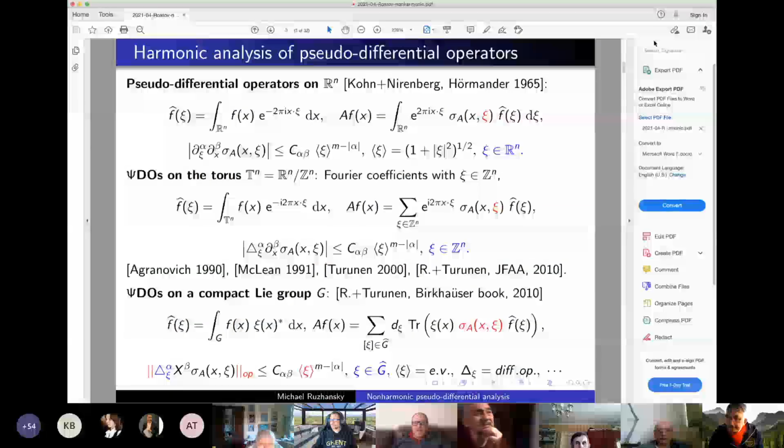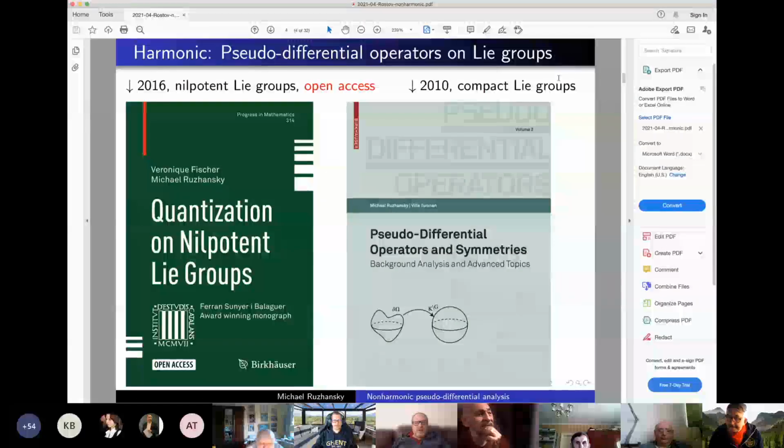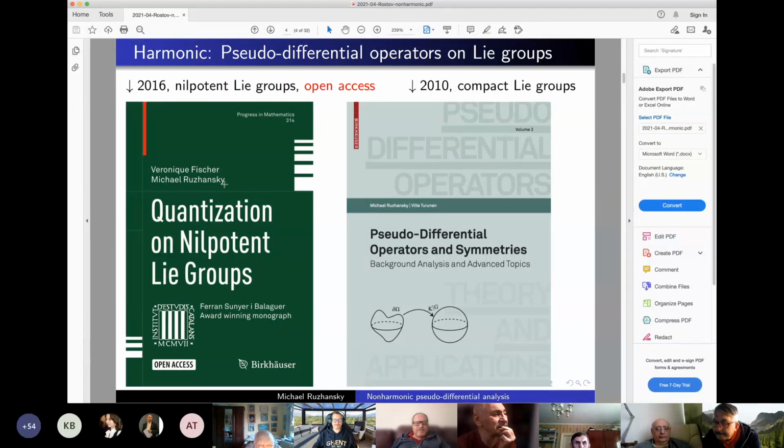So this is the situation. Here I want to mention two books. The one on the right is the book with Turunen. The left one is a book with Veronique Fischer, my postdoc at the time. It is open access, can be downloaded for free. The one on the right develops the pseudo-differential theory on compact groups. The one on the left develops the corresponding theory on nilpotent groups.